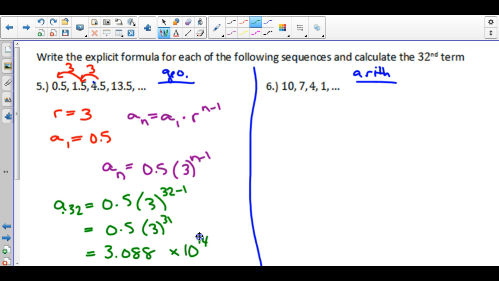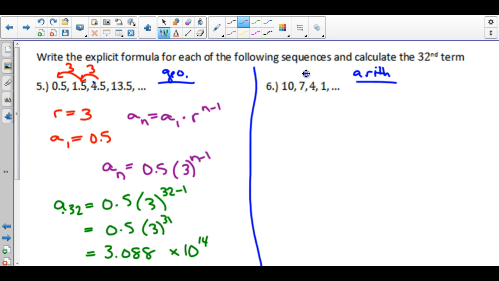And that was using a little scientific notation on the calculator. My calculator said 3.088 and so on, E14. The E is a fancy way of saying times 10 to the power of, and in this case it's 14. So what that means for us then is we could take this decimal and slide it 14 spots to the right, and that would be my 32nd term. So again, with this being exponential, because it's geometric, it's going to grow at an insanely fast rate. And then the next one.